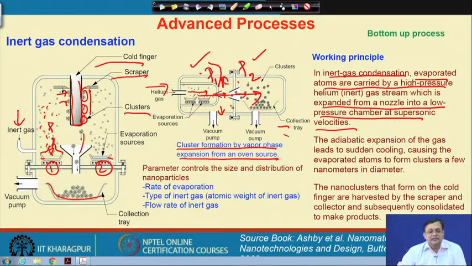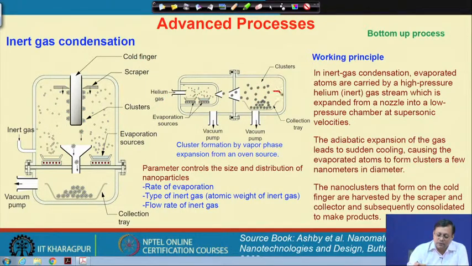So, the adiabatic expansion of the gas has another benefit: once the gas expands in volume, the temperature will automatically decrease, right. This causes the evaporated atoms to form nanometer scale clusters in the environment itself. So, it does not need to be deposited on a cold finger. They form clusters inside while going to the next chamber. So, that is one of the great benefits of the process.